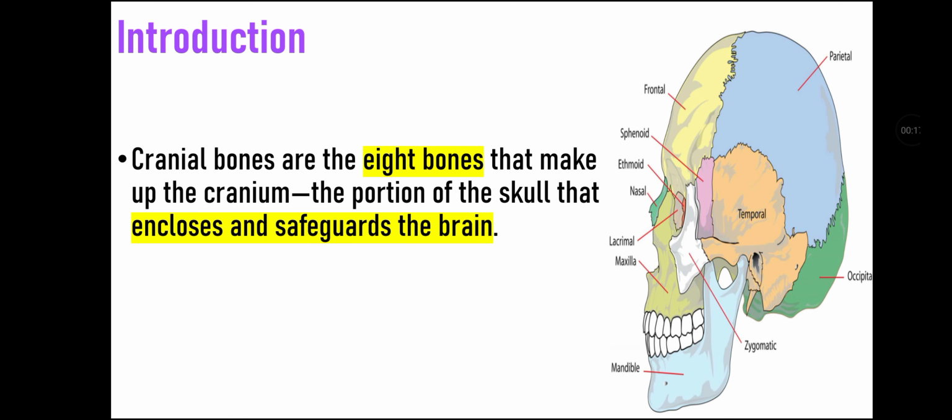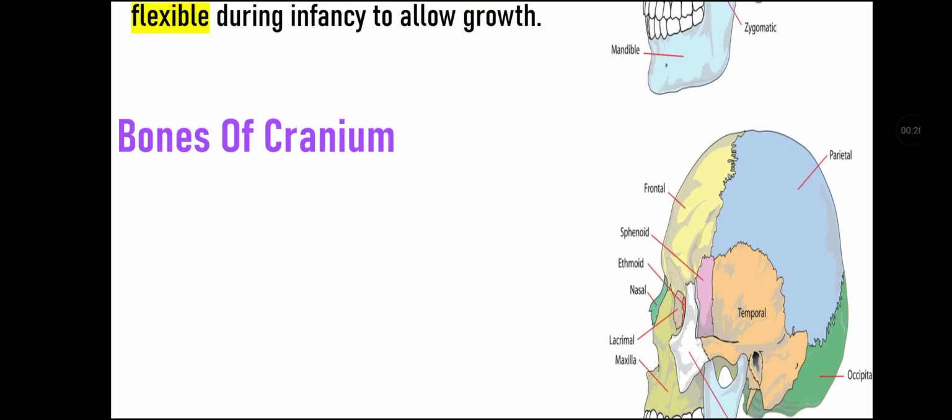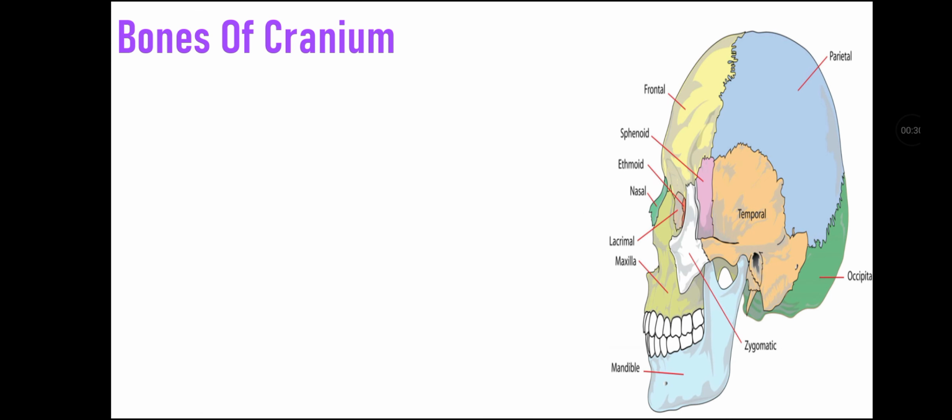Cranial bones are the 8 bones that make up the cranium, the portion of skull that enclose and safeguard the brain. These bones are interconnected by sutures which are immovable joints in adults but flexible during infancy to allow growth. Now let's talk about bones of cranium.